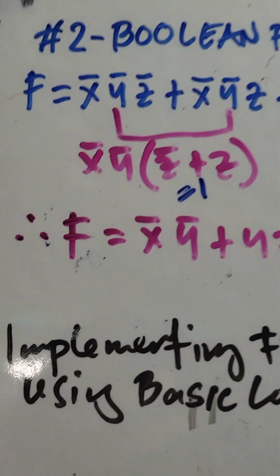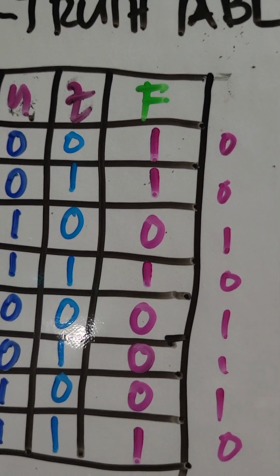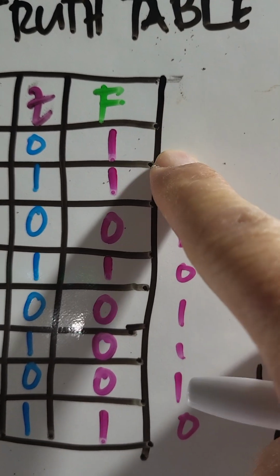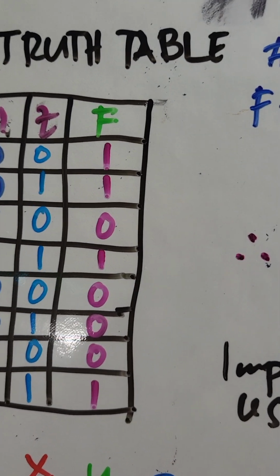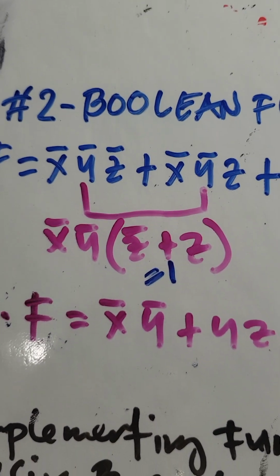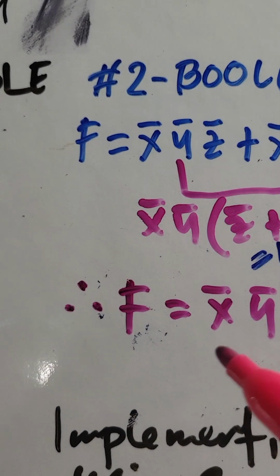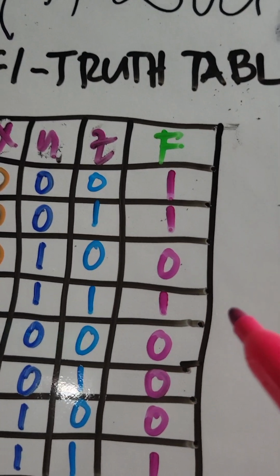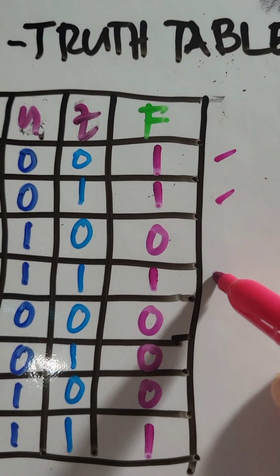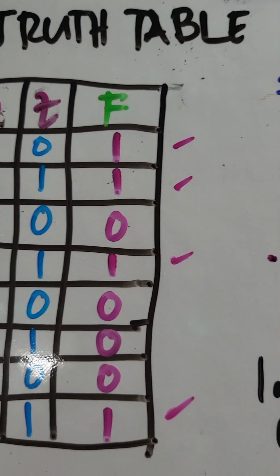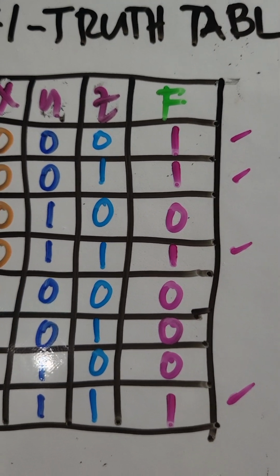So guys, we make a function out of this output. We'll erase this one. Out of this output, 11010001, this is our Boolean function. Again, we have to consider only the outputs that are 1, this one and this one. That's our only concern. Don't mind the zero outputs.